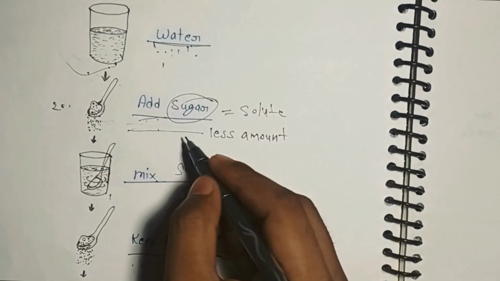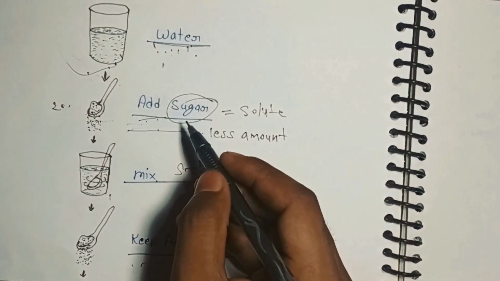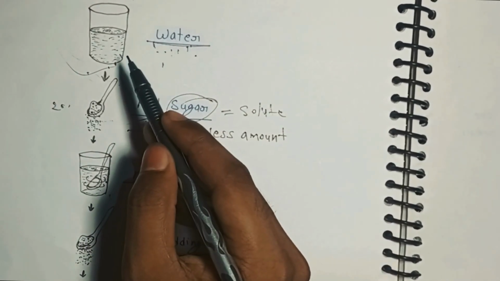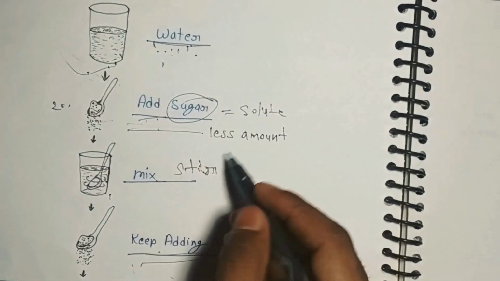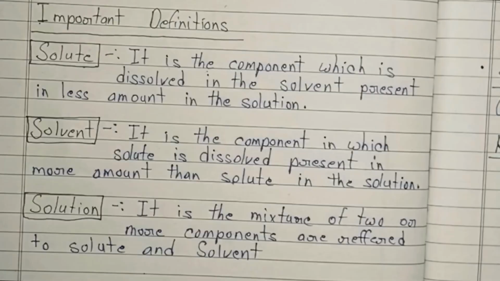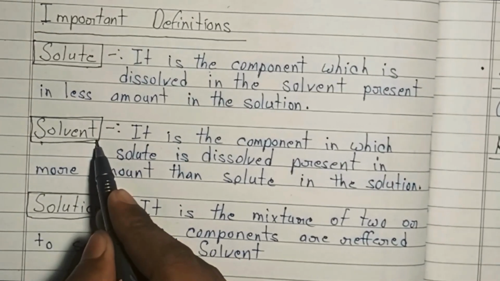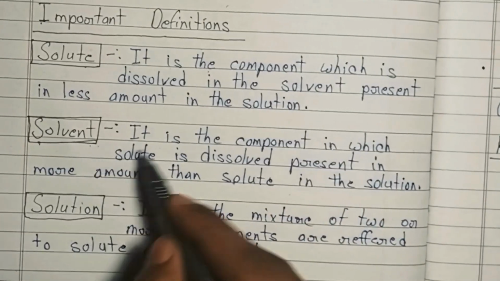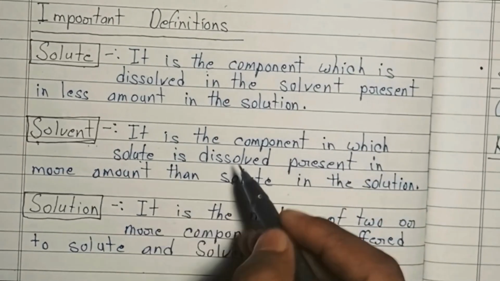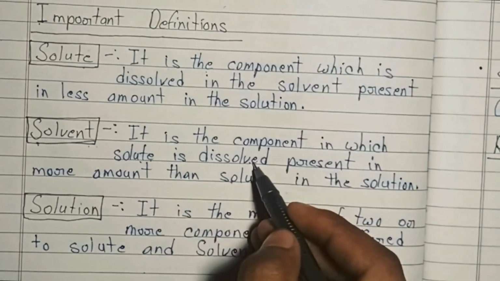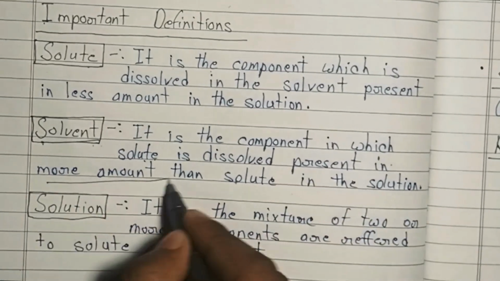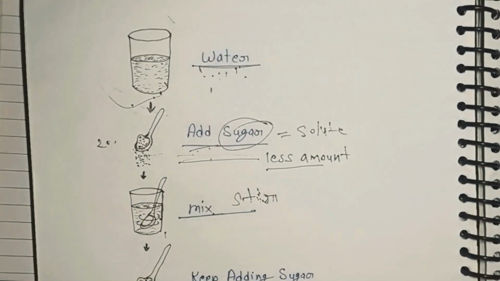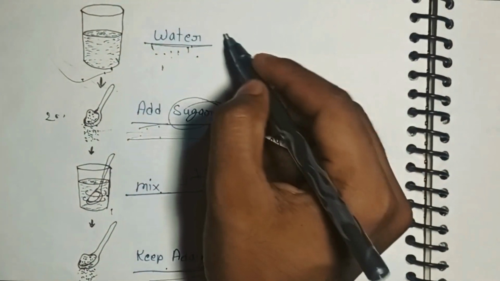So what is solute? Solute is a substance that gets dissolved in a solvent, and it is usually present in less amount. And after that, what is solvent? Solvent is the component in which solute is dissolved, present in more amount than solute in the solution. So here the solvent is water.